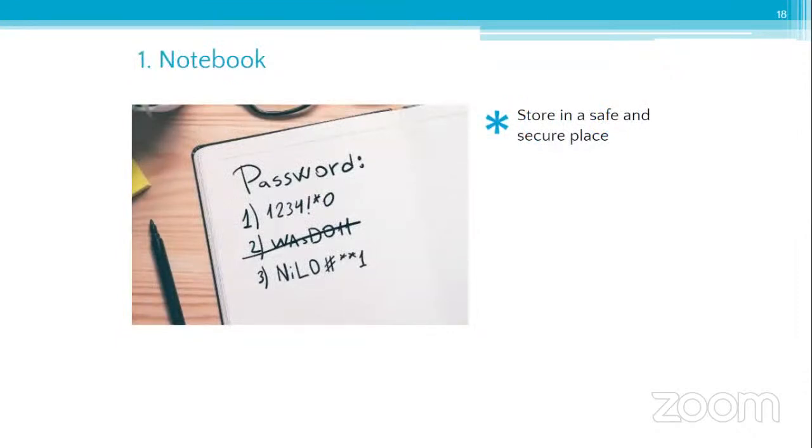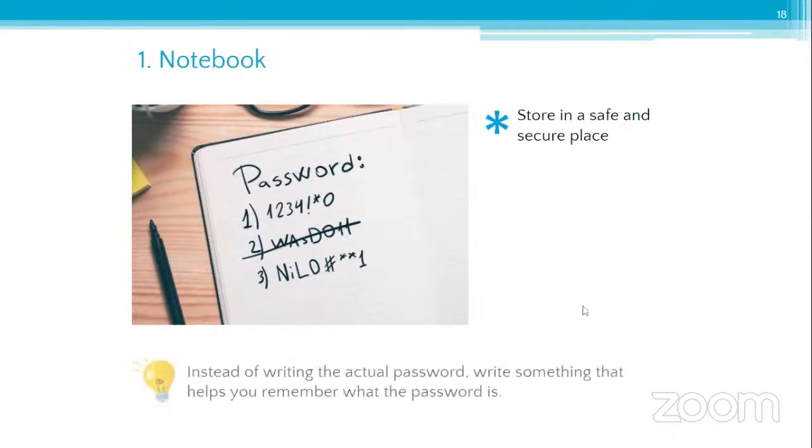This is just an illustration, an image of the notebook we are talking about. You can even decide to write it as if you have written something wrong, but it is your password. Nobody can know that it is your password. Let's move on.